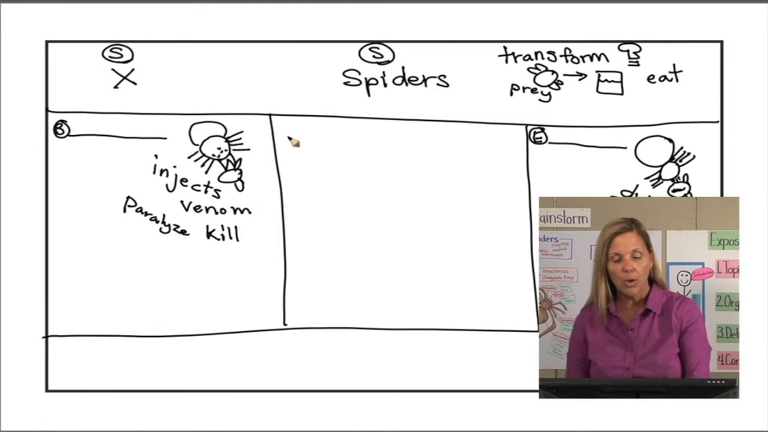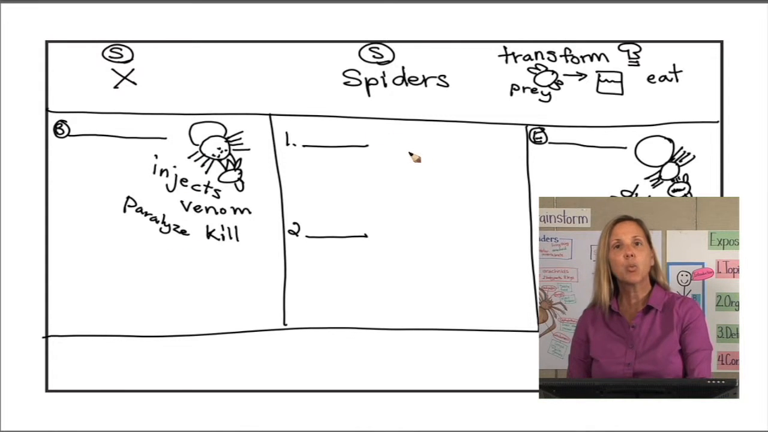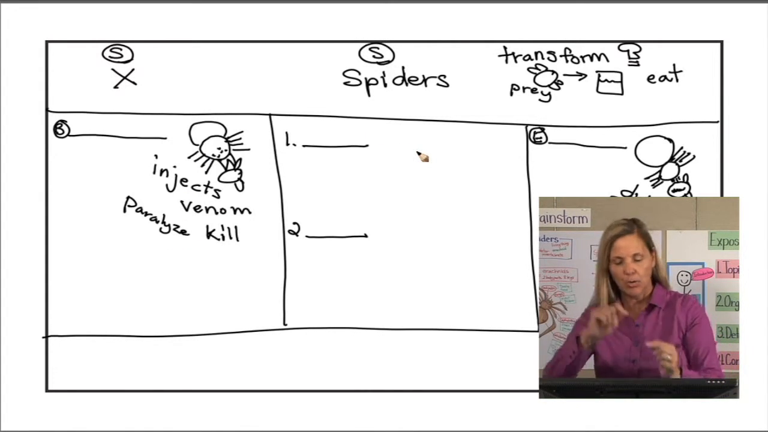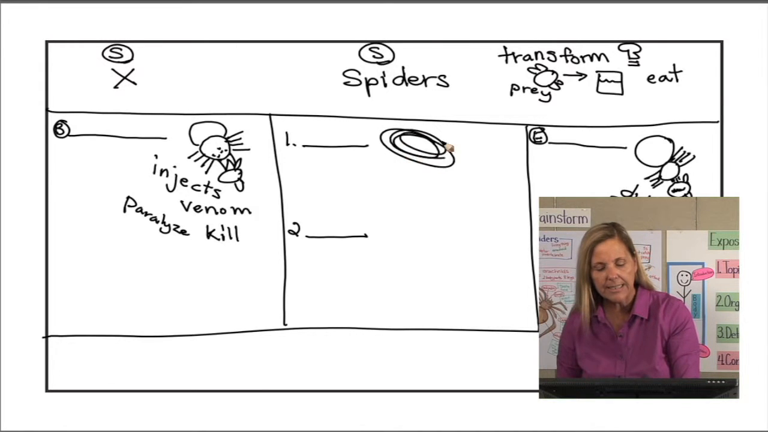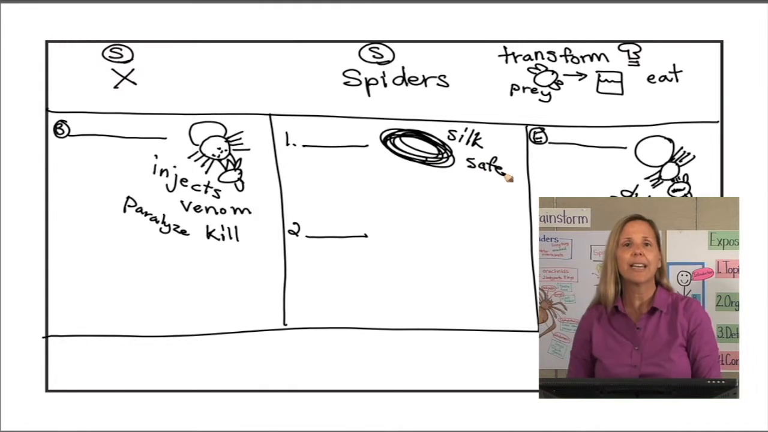Let's write 1 and 2. Put a line next to each one. These lines are just for our starter words. Next to each line, we're going to draw a picture of what happened. So here it injected. Next, what happened? That's right. It wrapped up the insect. So we're just going to put this here with silk so it could carry it away. And I'll just put the word safe here, to a safe place, and carries it away to a safe place.